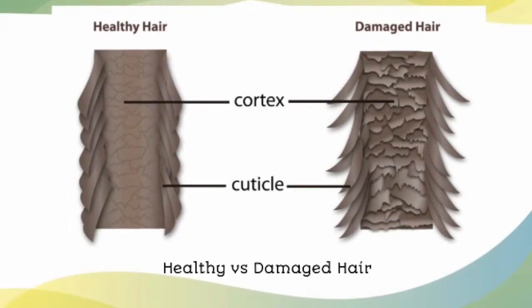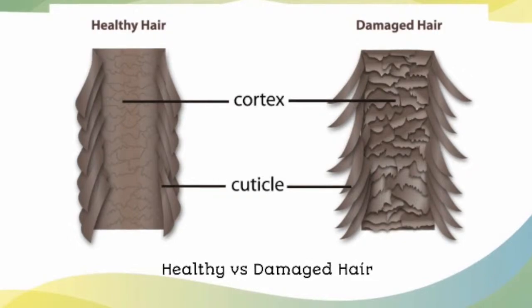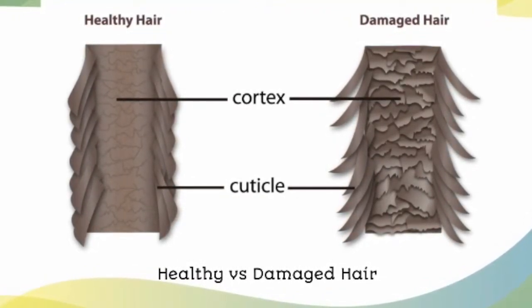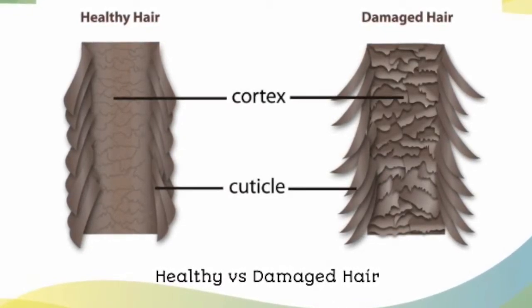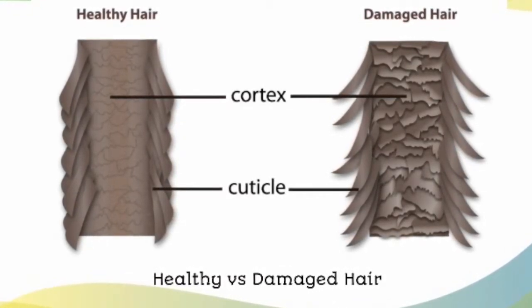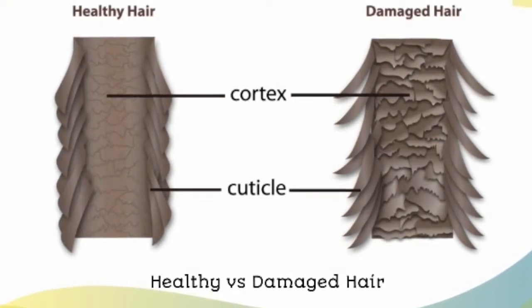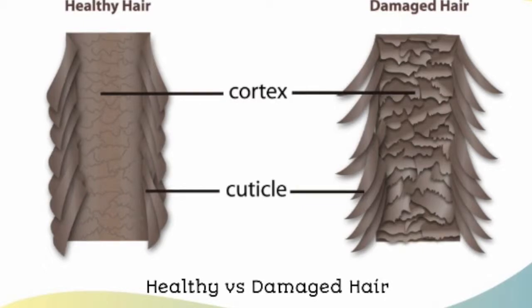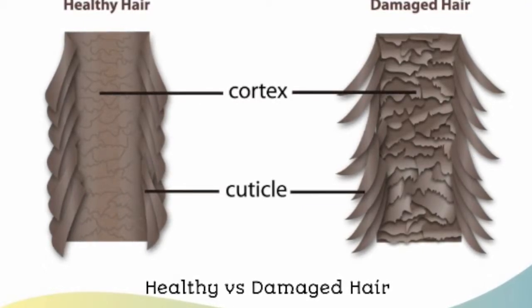This diagram shows the difference between the cortex and the cuticle of healthy and damaged hair. The cortex in the damaged hair has obviously undergone degradation and is not smooth and put together as shown in the healthy hair. The cuticle in the damaged hair has formed cracks which cause the protective layer to break apart and not stay together and protect the cortex as shown in the healthy hair.